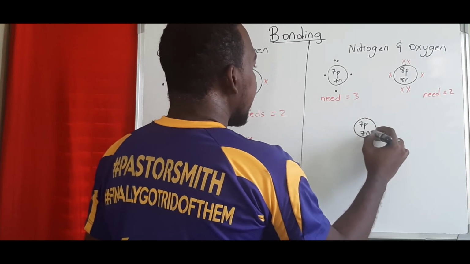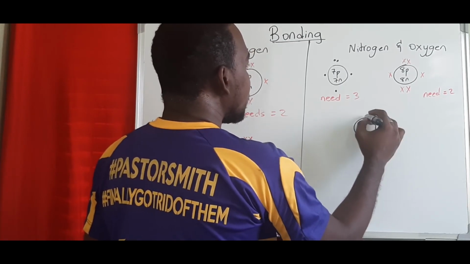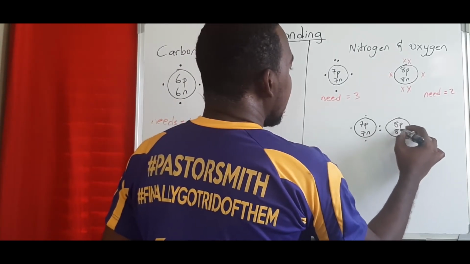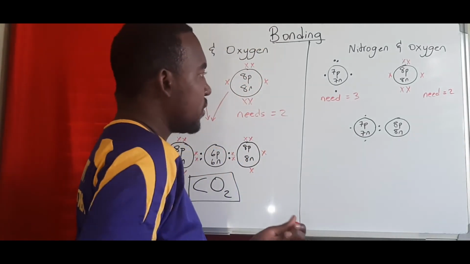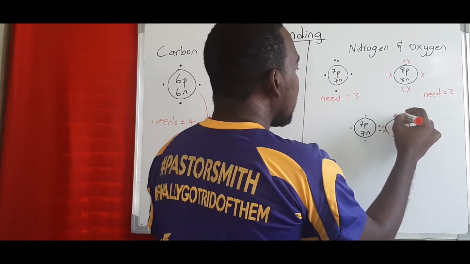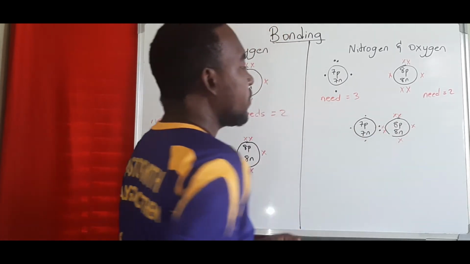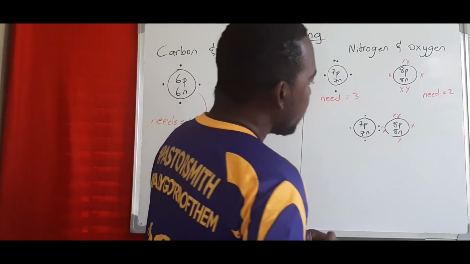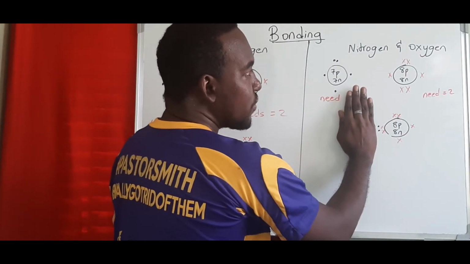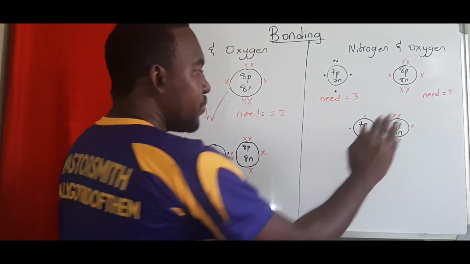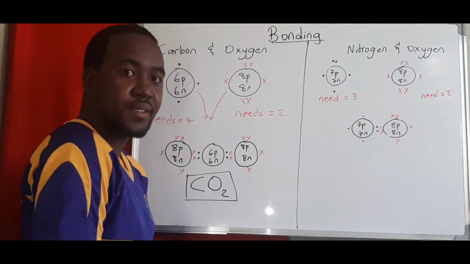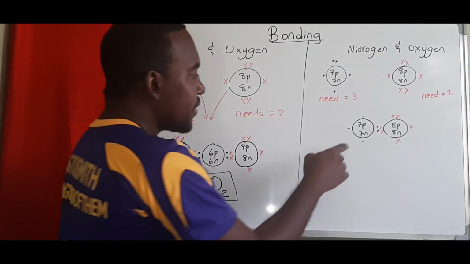So 7p, 7n. Alright, so we group in 2, and then 8, 8. So this now will give 2 here. So that's 6, 7, 8. 4, 5, 6, right? So if we cover nitrogen, we notice we have 8 electrons for oxygen there, right? But if we cover oxygen, we have 4, 5, 6, 7. 7, right? So this needs 1.